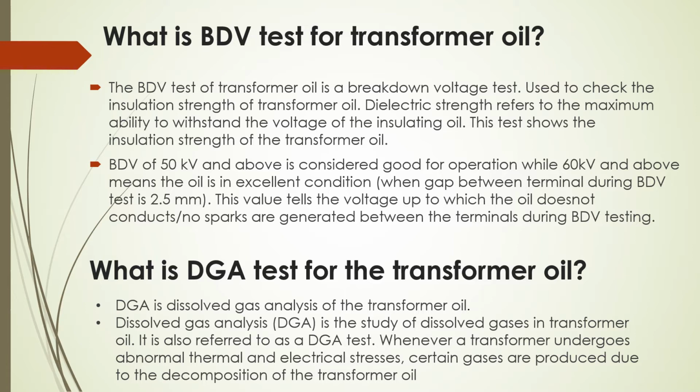What is DGA test for the transformer oil? DGA is dissolved gas analysis of the transformer oil. Dissolved gas analysis is the study of dissolved gases in the transformer oil. It is also referred to as a DGA test. Whenever a transformer undergoes abnormal thermal and electrical stresses, certain gases are produced due to decomposition of the transformer oil.